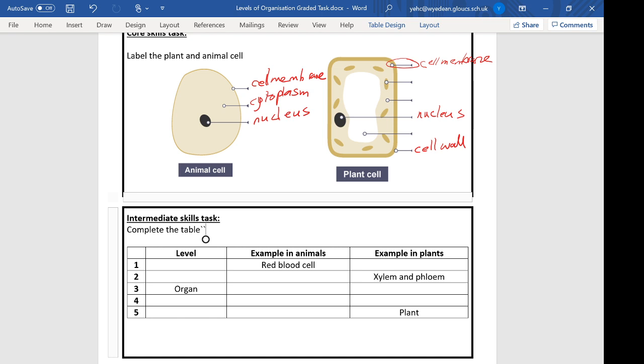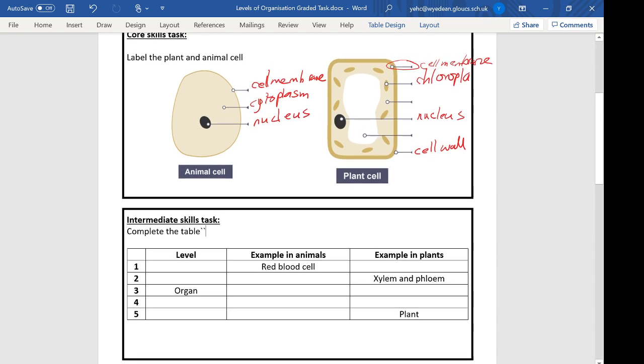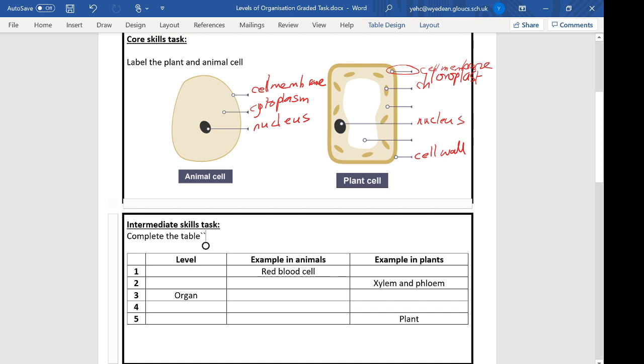Okay, another thing that plants have that we don't is the chloroplast. That is the part that does the photosynthesis, where it makes sugars from raw materials. And then in the middle bit here, the jelly in the middle is the cytoplasm. And this large space in the middle is the vacuole, which is the storage space.